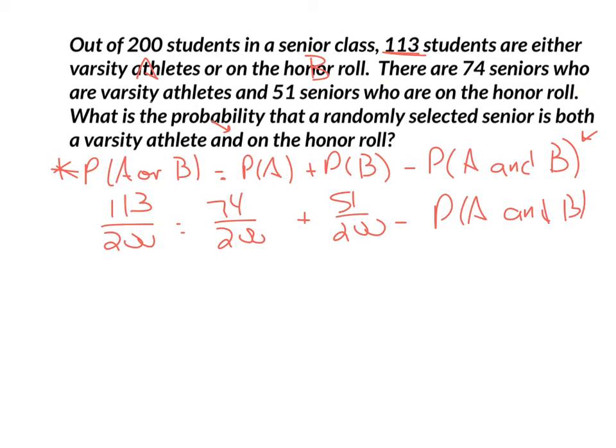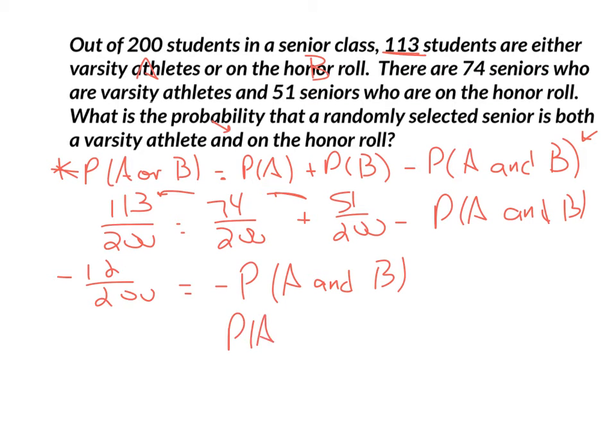All right, so what I'm going to do is move over the 74 over 200 and the 51 over 200. So I'm adding these together, then I'm going to move them over to that side over there. When I do that, I end up with negative 12 over 200, which, if you drop the two negative signs, that's going to be your probability of A and B, which is what the question was asking me for.